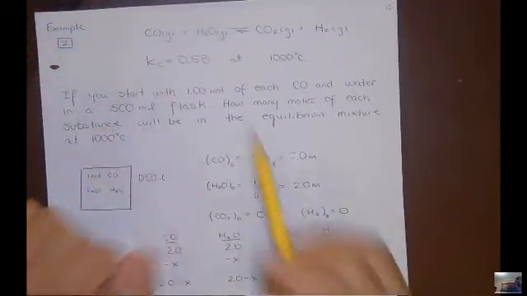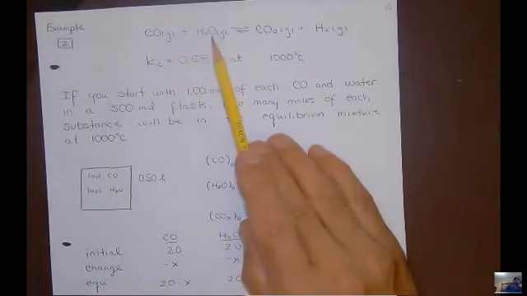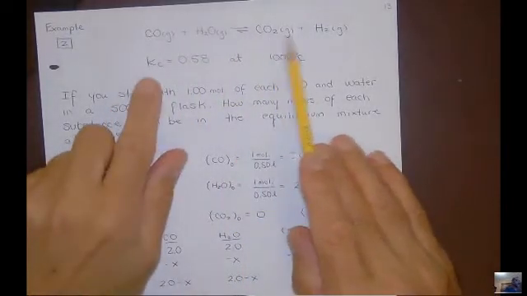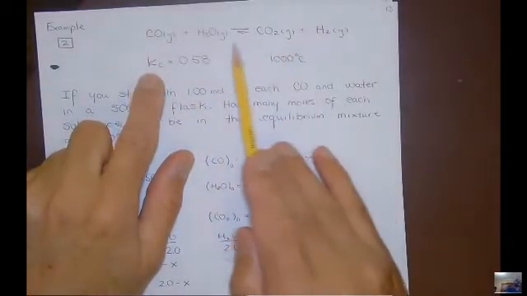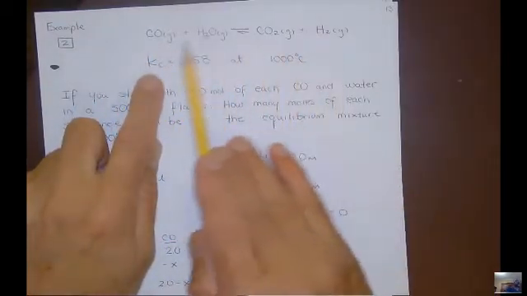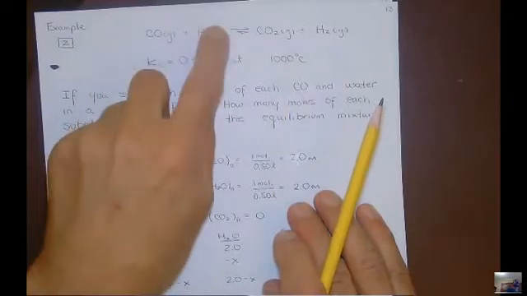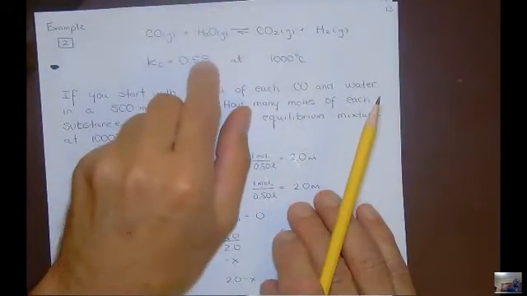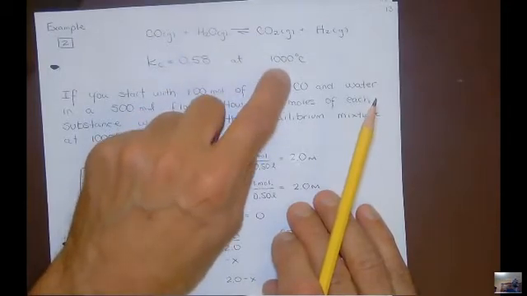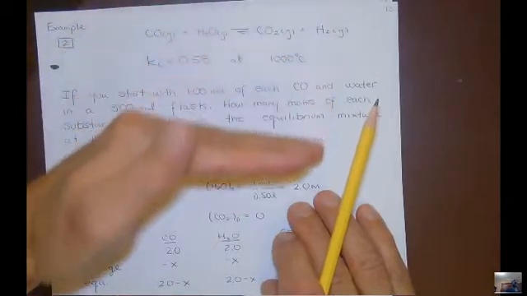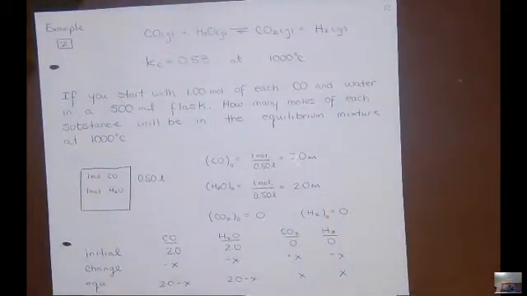Okay, here's example number 2. In this example, carbon monoxide reacts with water to make carbon dioxide and hydrogen. The Kc is given to you. Now remember, the equilibrium constant is only a function of temperature, right? If I throw this and this in, they'll come to equilibrium. You'll always get to 0.58. It's always going to be 0.58. The only way it's going to change from 0.58 is if I change the temperature. I'm not doing that. I'm going to do the whole thing at 1,000 degrees.